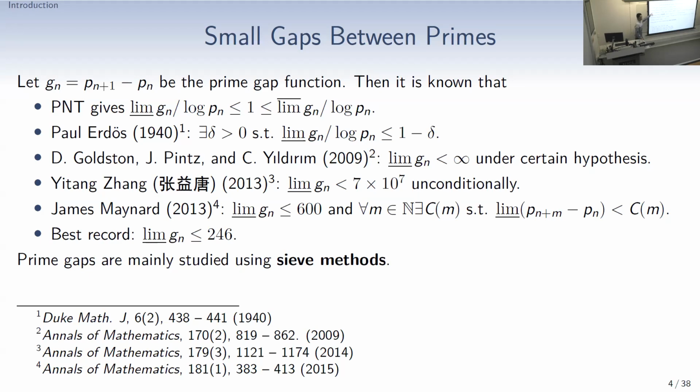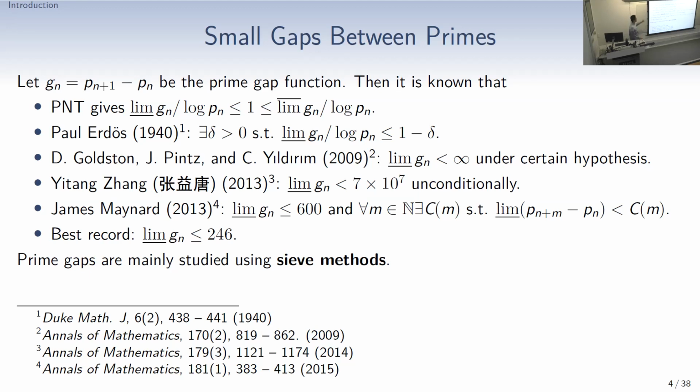Paul Erdős made a lot of contributions to many different areas of mathematics, and some of them are in number theory. This is one of his contributions. He shows that this limit infimum cannot be 1. So there certainly exists some constant delta greater than 0, such that this limit infimum is bounded by 1 minus delta. Later on, mathematicians began calculating explicit values for the delta.